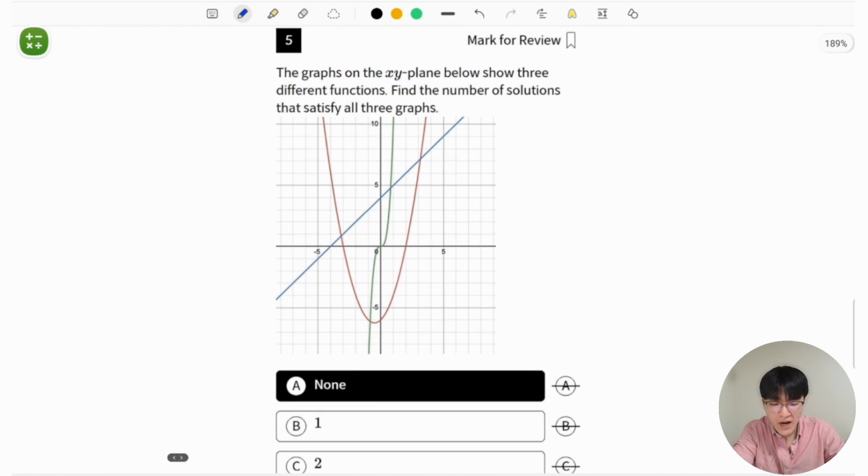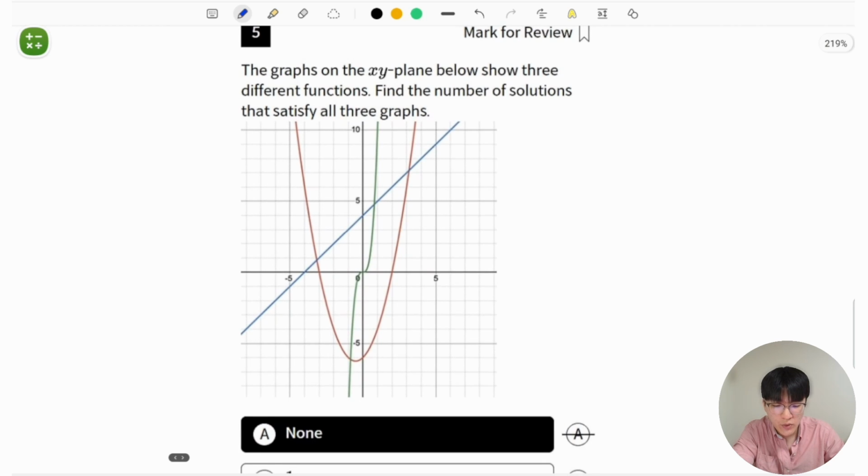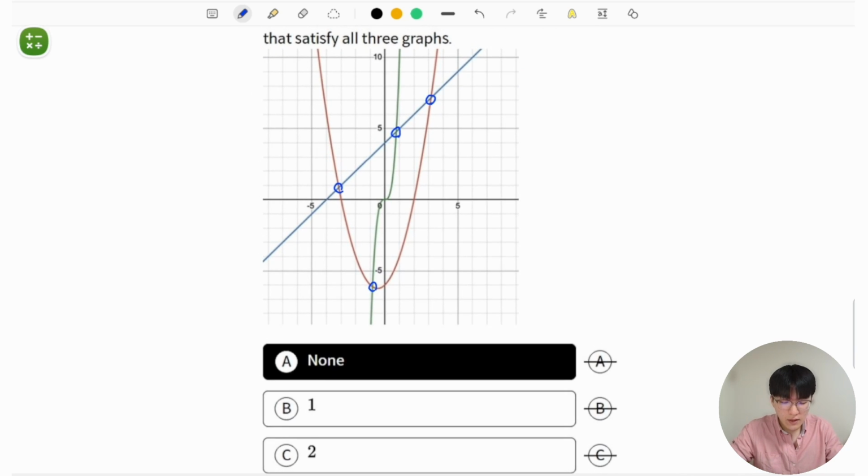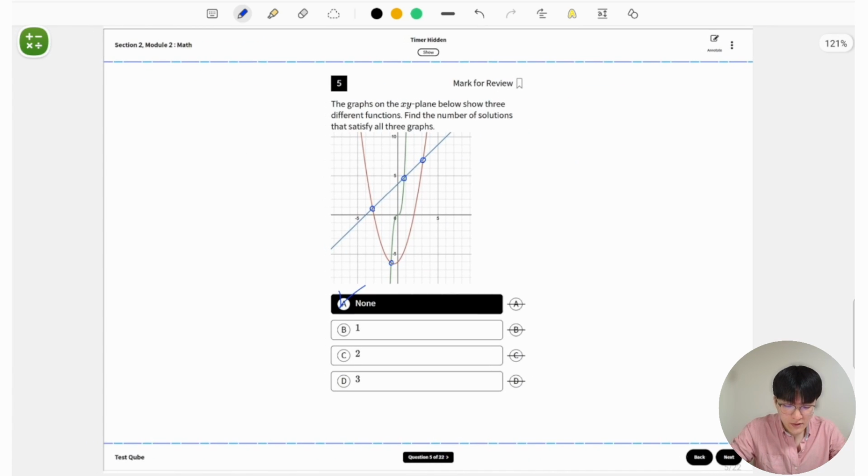And question 5, the graphs on the xy plane below show 3 different functions. Find the number of solutions that satisfy all 3 graphs. All right, so the solution that satisfies all 3 graphs means the intersection in which all 3 graphs intersect. And that is what we're trying to find. Now, intersections like these, 2 out of 3 graphs intersect. Intersection like these. Are there any points in this graph that we can see visibly where all 3 graphs intersect? No. Meaning, are there any solutions? No. Answer choice A.